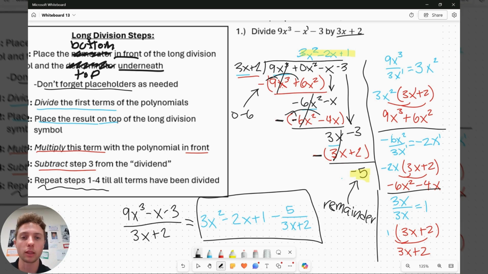I hope that helps with long division. I understand there's a lot of steps. It does take some time to get through, but luckily those steps are the same over and over and over. So once you get comfortable with them, the process does go a lot quicker.